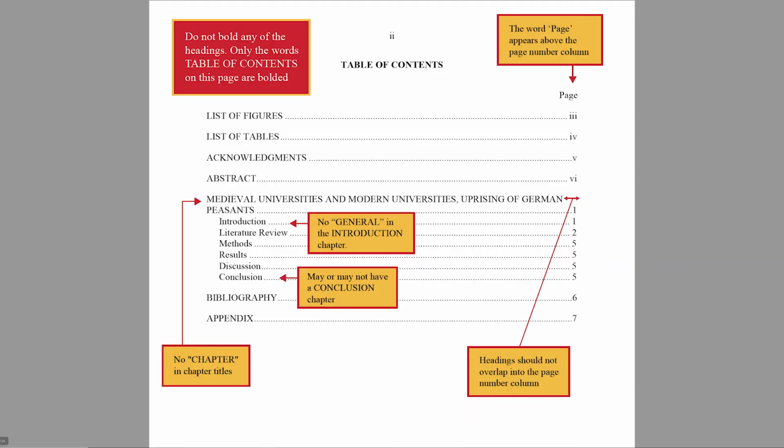As you can see in the images, the single chapter only version has the following elements: no chapter in the titles, no general in the introduction chapter, may or may not have a conclusion chapter.